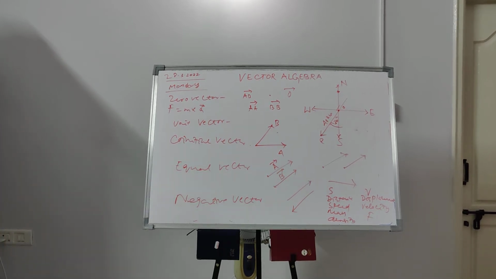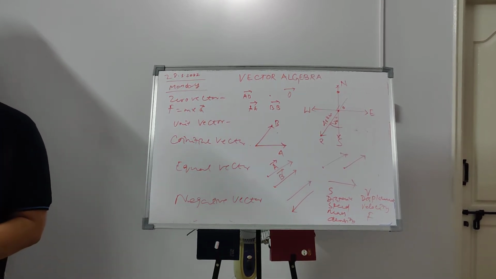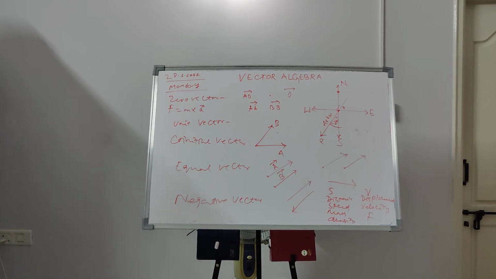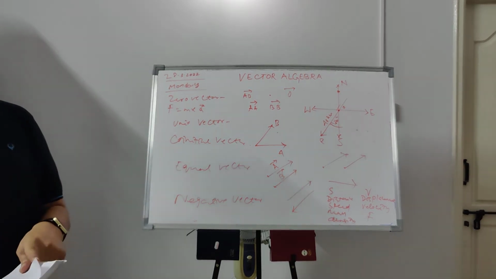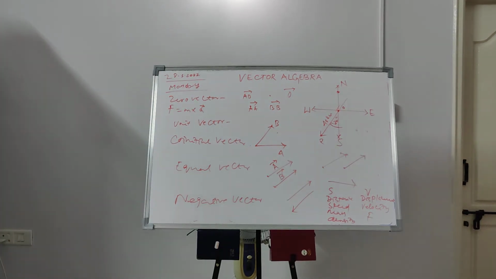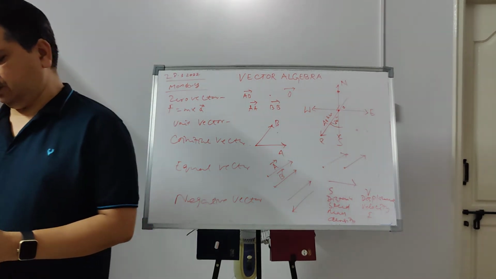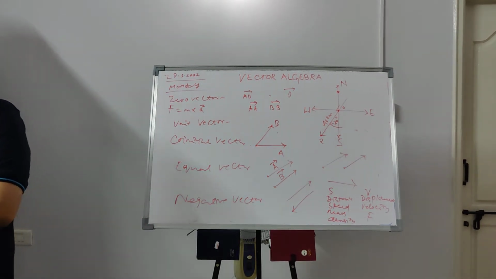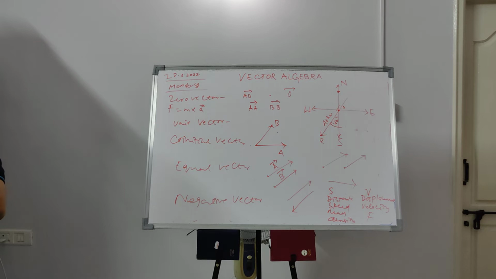So you know collinear vectors, equal vectors and co-initial vectors. We have discussed what an equal vector is: if they are of equal magnitude and equal direction, irrespective of the starting point. Two or more vectors are collinear if they are parallel to the same line, irrespective of their magnitude and direction.